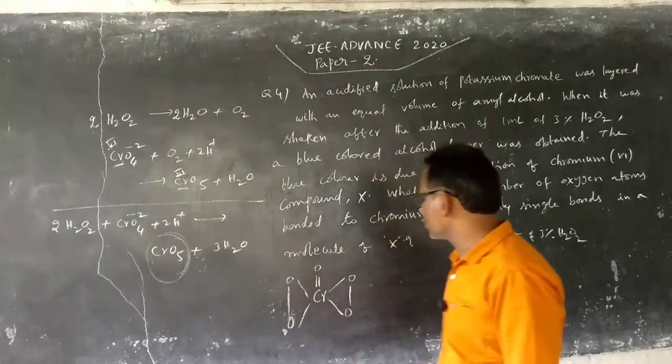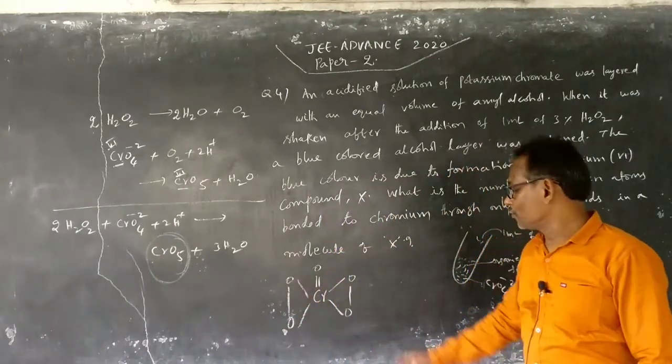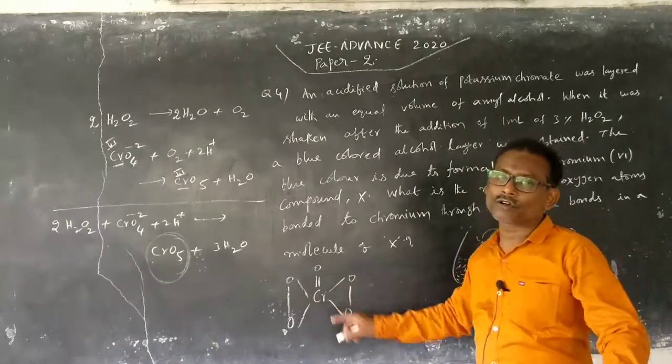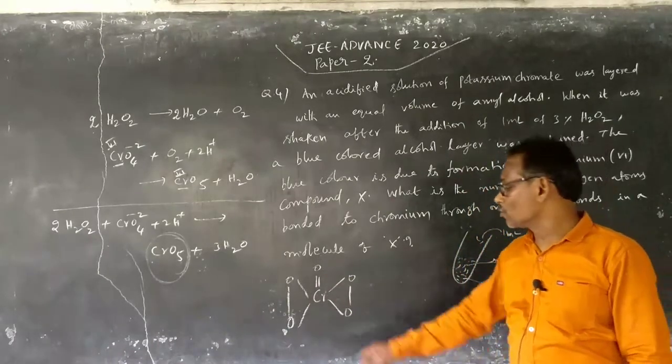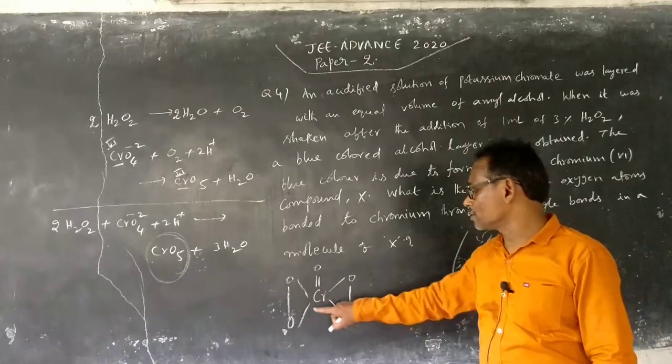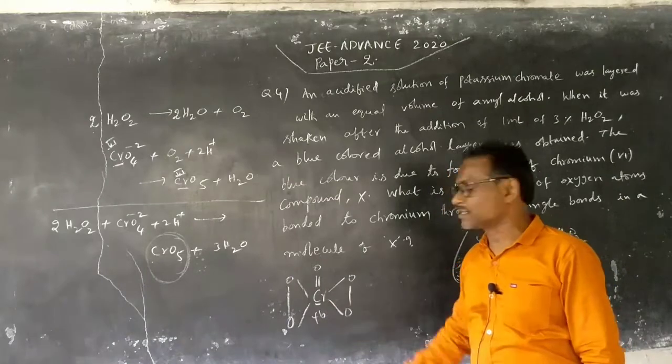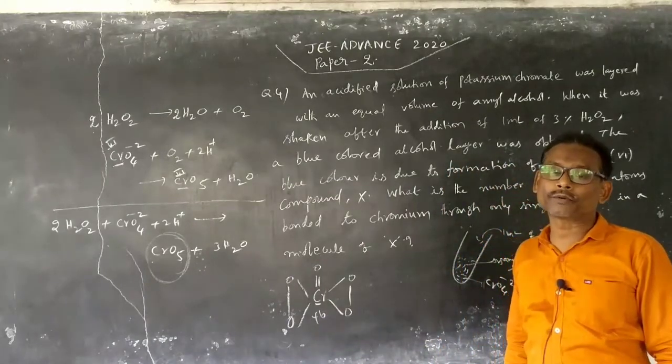So this is the structure of CrO5. Here 4 oxygens are in the form of peroxy, whereas 1 oxygen is a normal oxygen. As chromium links with the neighboring oxygens via 6 bonds, that's why the charge of this is plus 6. That is, it's a chromium 6 compound.